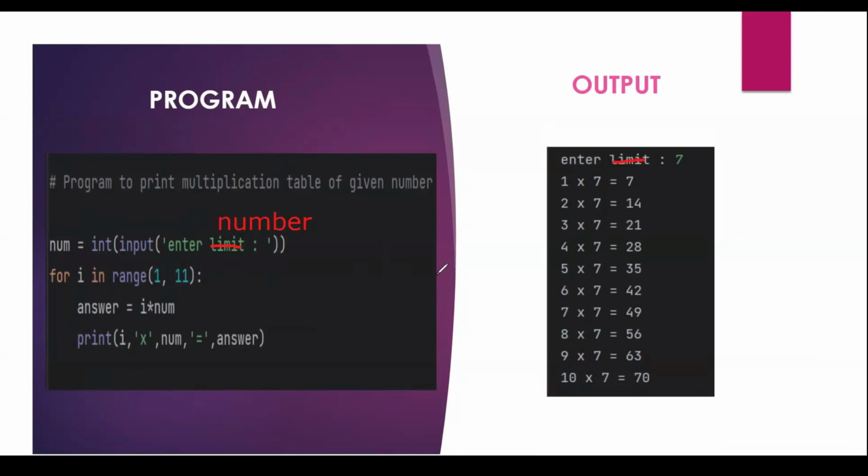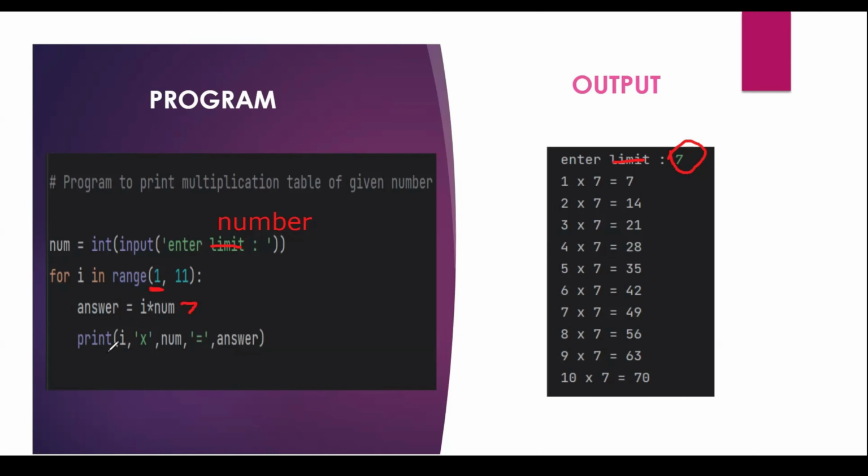Here you can see the user has written the number 7. So we need to print a table of 7. I'm adding a for loop, for i in range 1, 11, which means this for loop will be executing from 1 to 10. Here I have a variable answer. Answer is equal to i into num. By default, the first value of i is 1, so 1 into num means the answer will be 1 into 7. At the first execution, answer is 7.